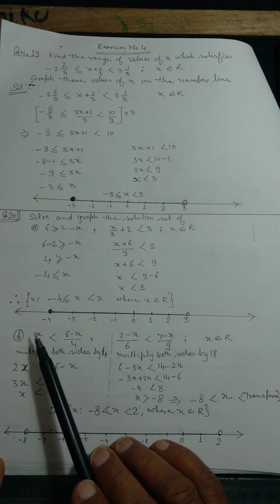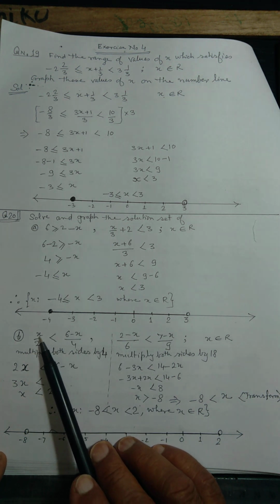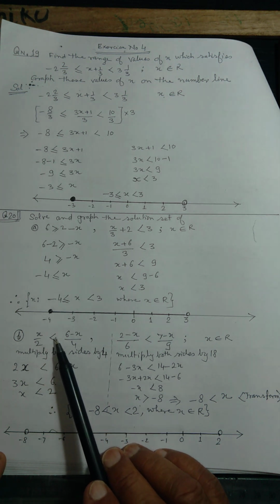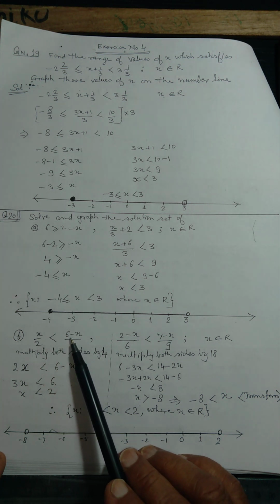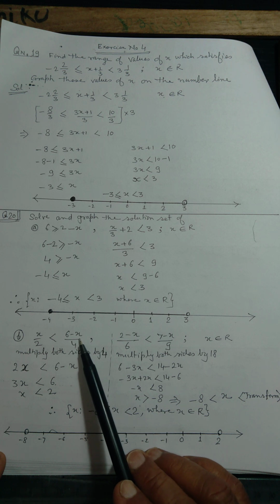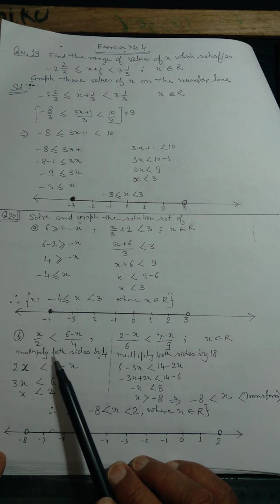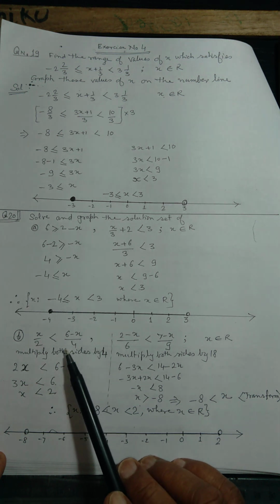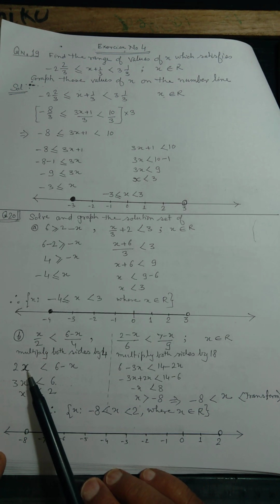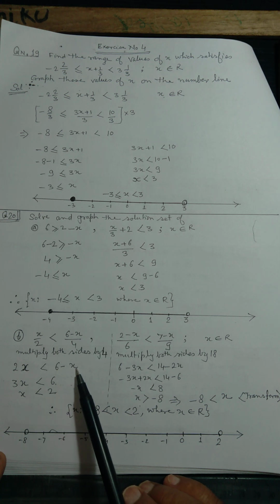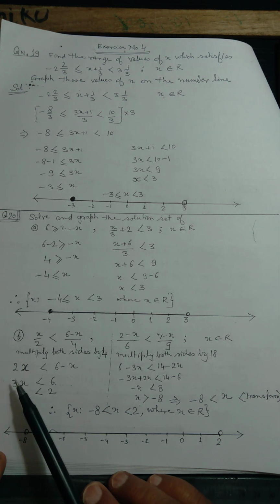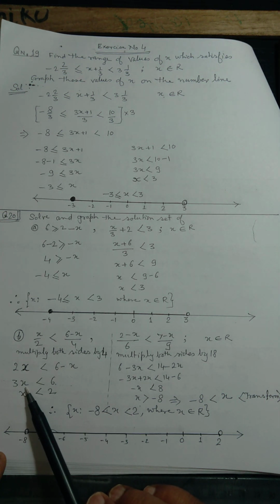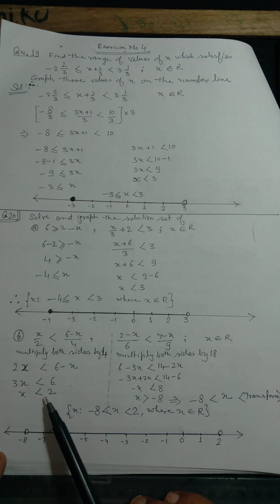Now come to the B part of question number 20: x by 2 less than 6 minus x by 4. Now multiplying both sides by 4, we get 2x less than 6 minus x. Transpose this minus x to this side. We get 3x less than 6, so x is less than 2.